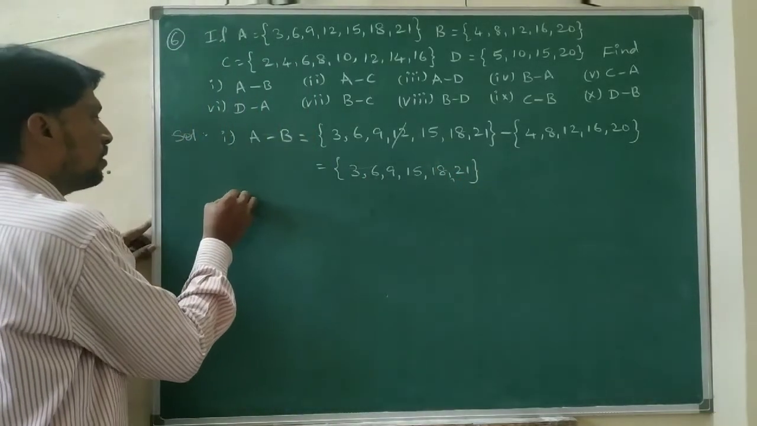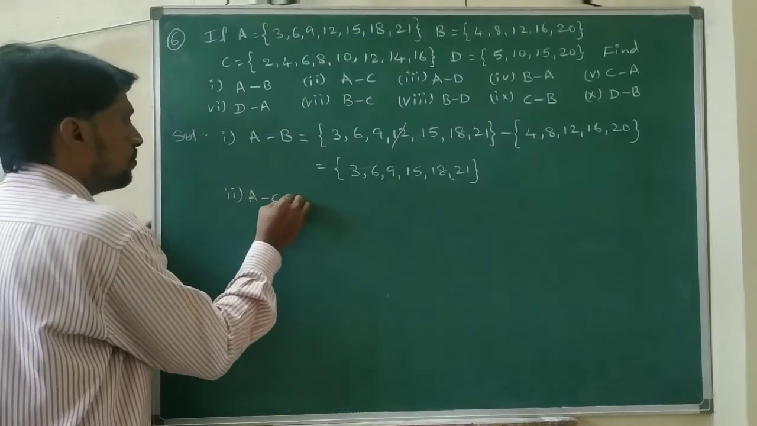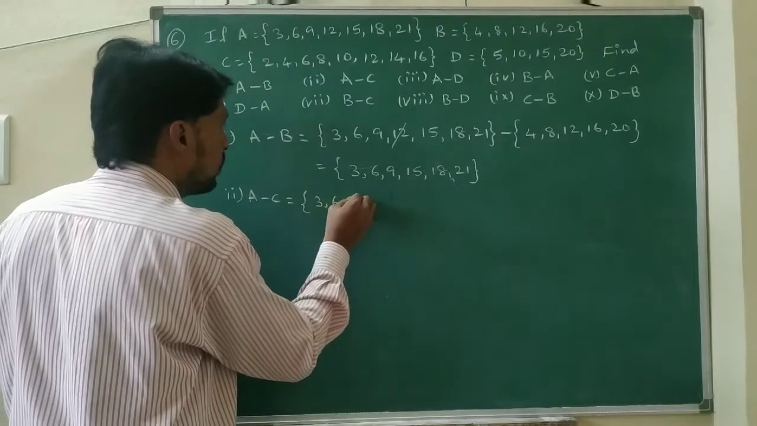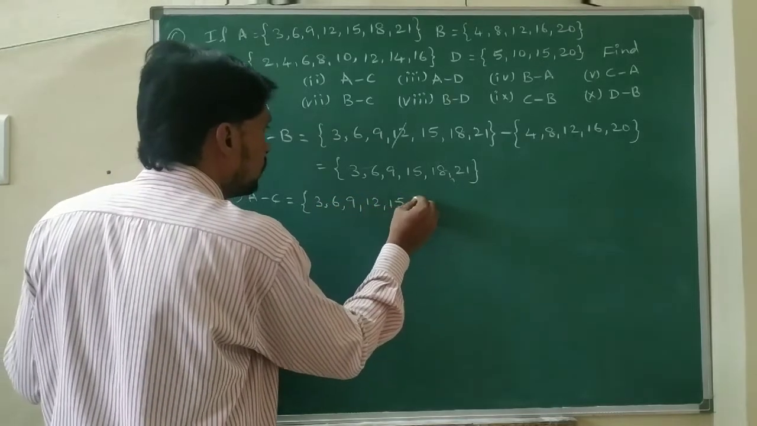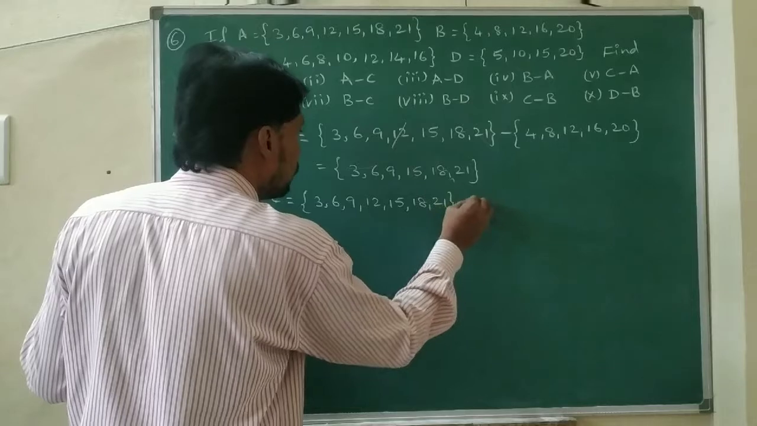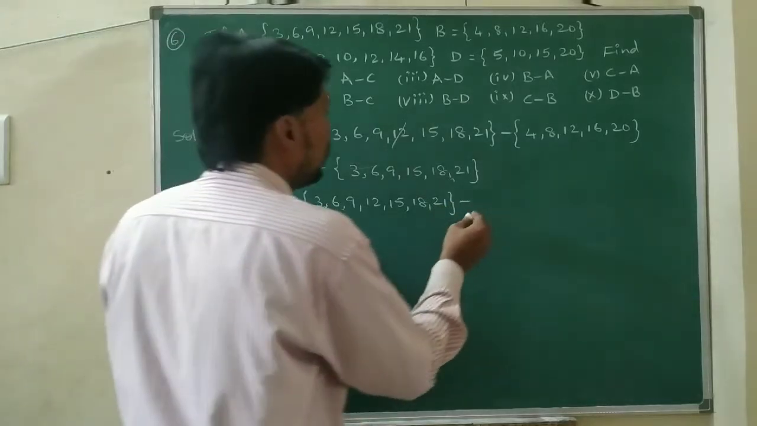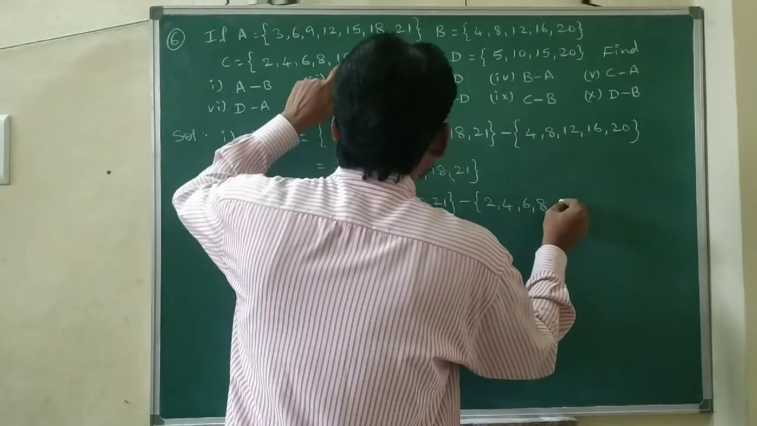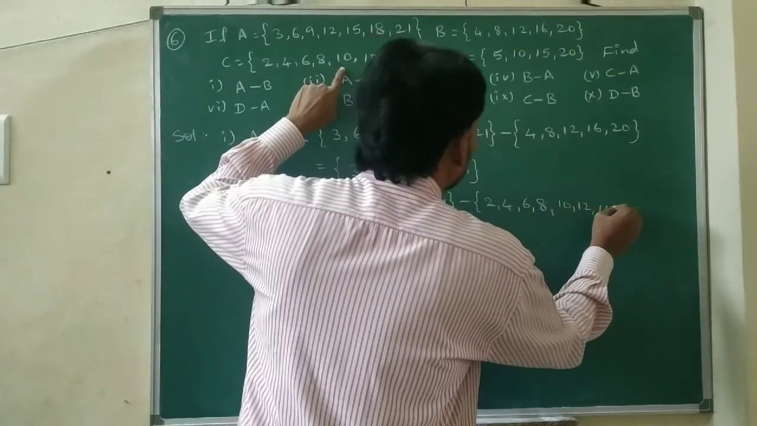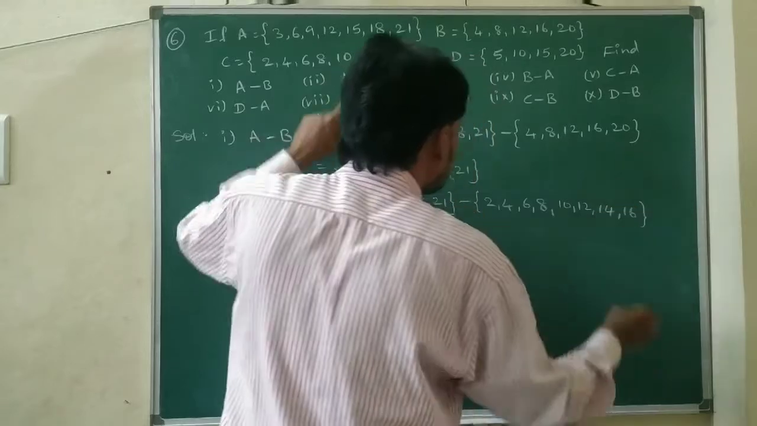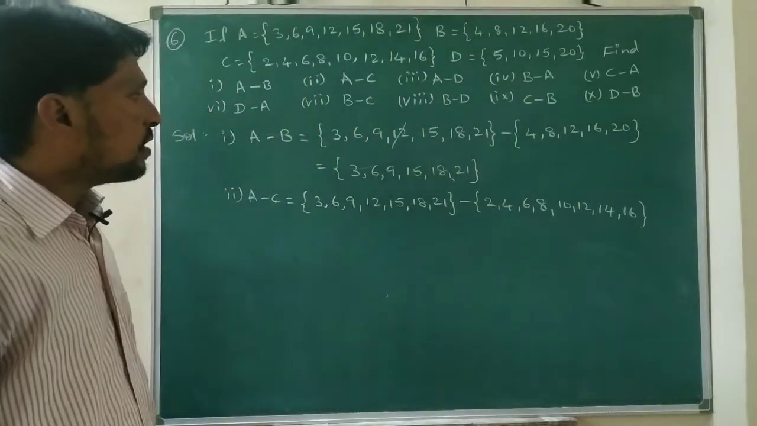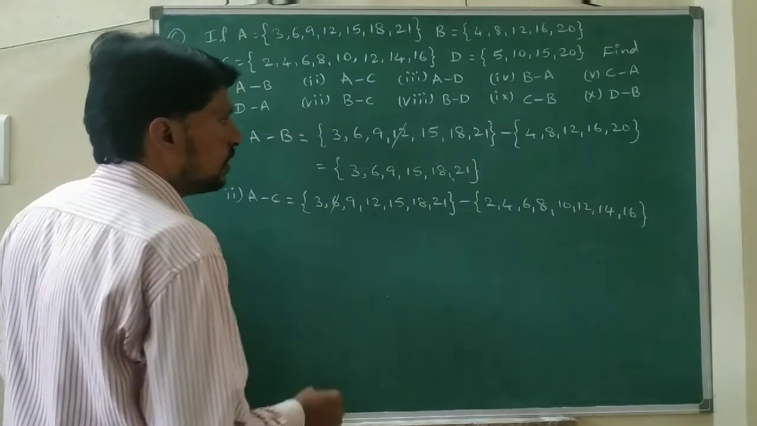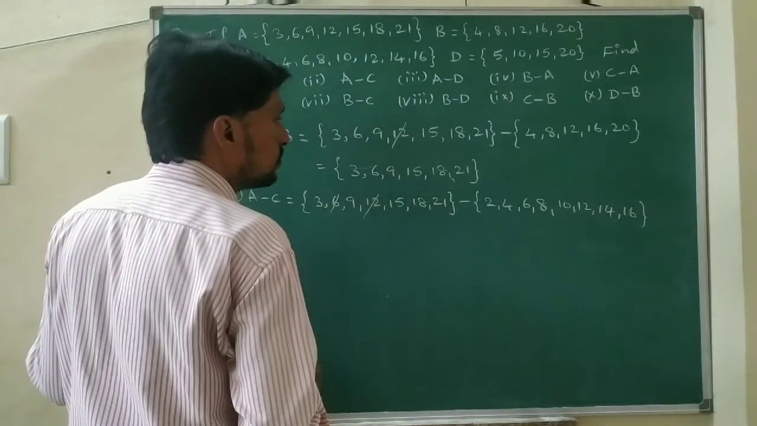Next one, the second one, A minus C. So what is A? A equals 3, 6, 9, 12, 15, 18, 21, minus C. What is C? Multiples of 2: 2, 4, 6, 8, 10, 12, 14, 16, up to 16. So in the first set, what are the common elements? You have to see here, 6 is common and 12 is common.